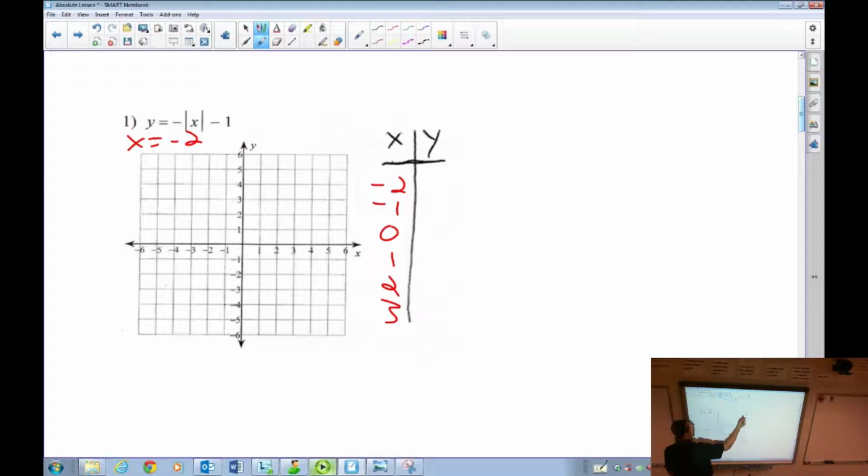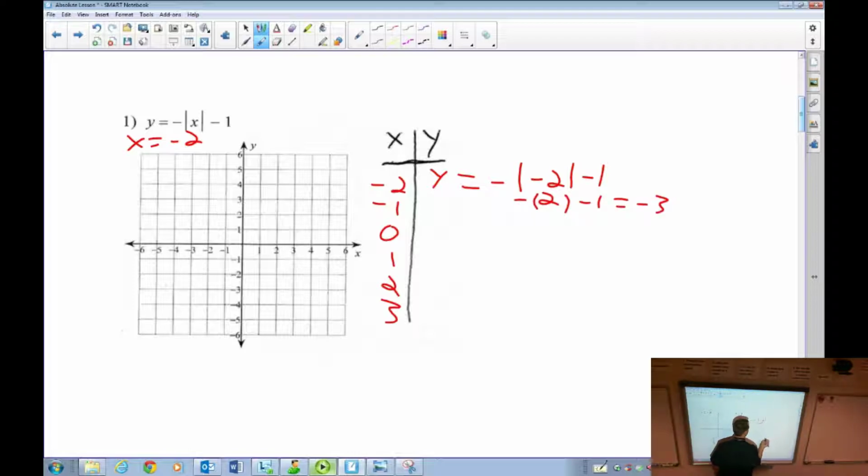So then we get, let's see here, y equals negative absolute value of -2 minus 1. It's kind of a tough one, this first one, isn't it? So the absolute value of -2 is a +2. Then the negative comes with it now. And then -1 gives us a -3. So then we know that -2 goes with the -3.